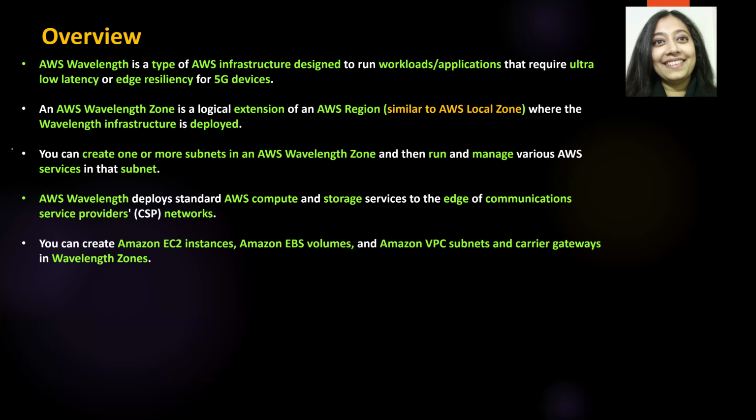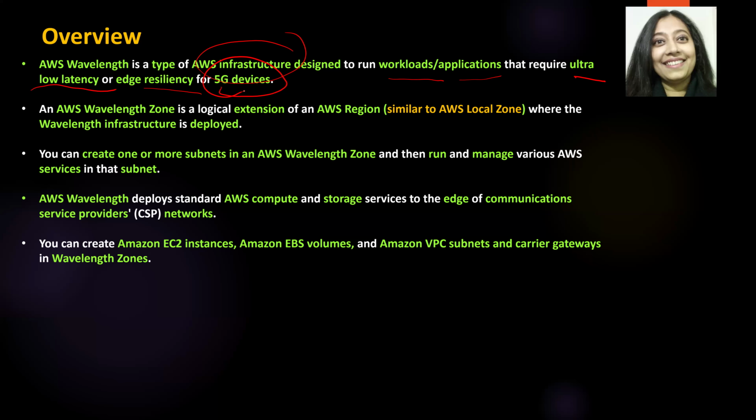So what is AWS Wavelength? AWS Wavelength is a type of AWS infrastructure that is designed to run workloads and applications that require ultra low latency or edge resiliency for 5G devices. Now, this is the simplest definition of AWS Wavelength that you can give to anyone, especially if you are asked this as an interview question. There are a few keywords that you should always remember.